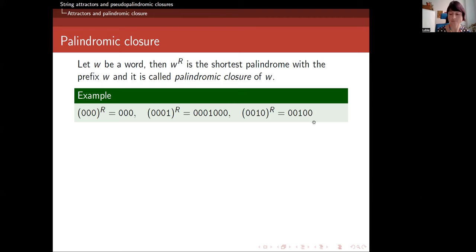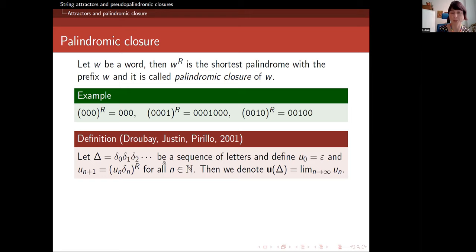And now there's a definition by Droubay, Justin and Pirillo from 2001 saying that if you take a sequence of letters and define U0 to be the empty word and then U(n+1) to be the palindromic closure of Un followed by the corresponding letter from this so-called directive sequence, then the resulting word is denoted U of delta, and it is the sequence that has all Un as its prefix. And so this is what I understand under a sequence that is obtained by palindromic closures.